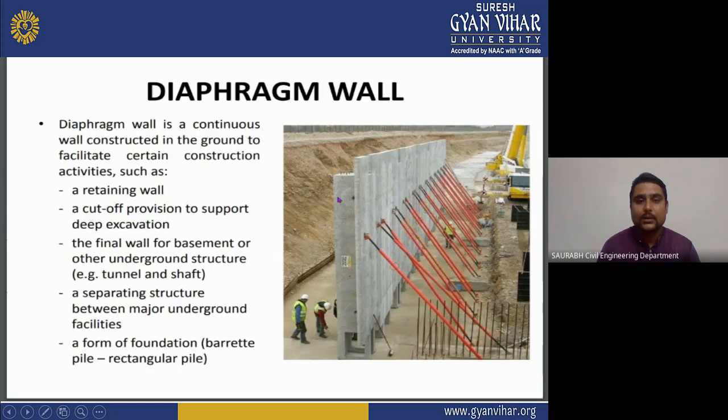Diaphragm wall is a continuous wall constructed in the ground to facilitate certain construction activities, such as a retaining wall, a cut-off provision to support deep excavation, the final wall for the basement or other underground structure like tunnel and shaft, a separating structure between major ground facilities, a foundation. As you can see here, this is the retaining wall. This is the image of a retaining wall, which is also known as diaphragm wall.